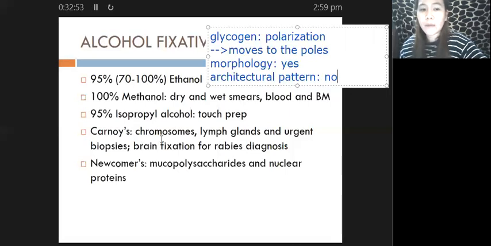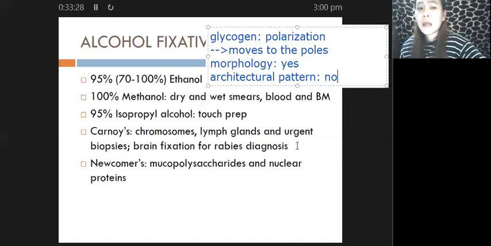And another alcohol fixative, we have your Carnoy's. Carnoy's is considered to be the most rapid fixative, and it is utilized for the fixation of chromosomes, lymph glands, and urgent biopsies. Since it is considered to be a rapid fixative, it is also utilized for brain fixation for rabies diagnosis.